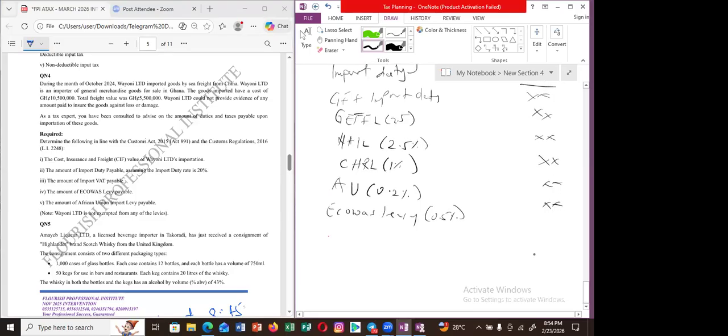Right. So once you compute these levies, now you have your CIF plus the duty, plus the levies. On this amount, import VAT is computed, to get the total value or the cost of the item that you imported, right?